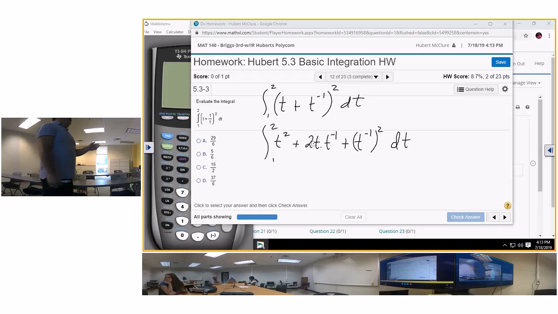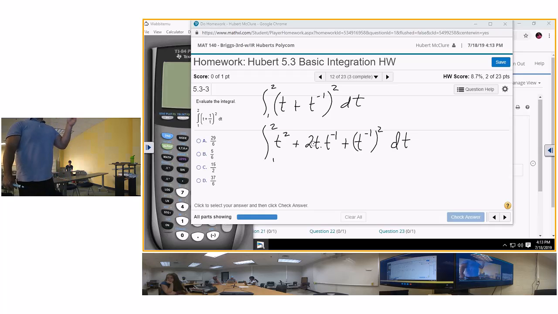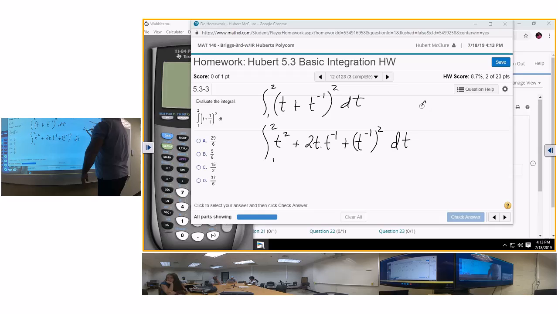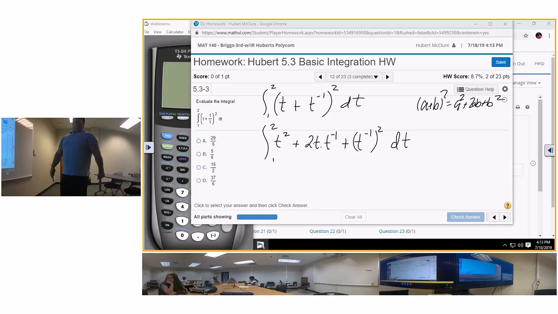Why do you have a problem with calculus? You don't know your algebra. What's shortcut number? What here? This is how you should be saying it. A plus B quantity squared is equal to A squared plus 2AB plus what? B squared. Boom. You should know it.